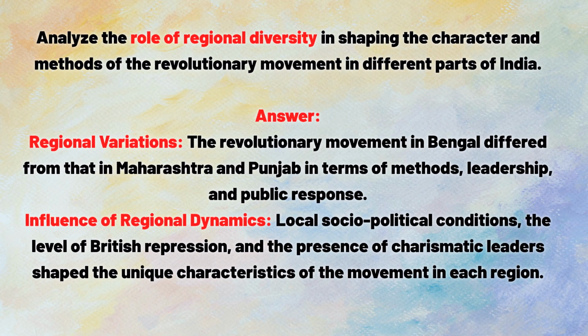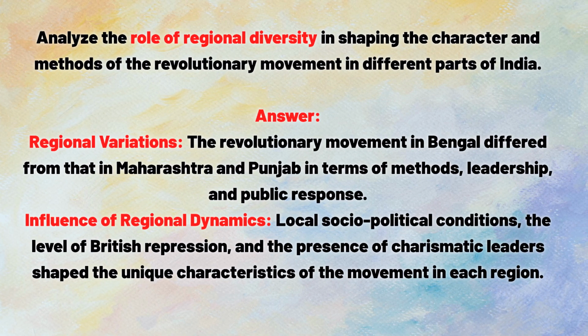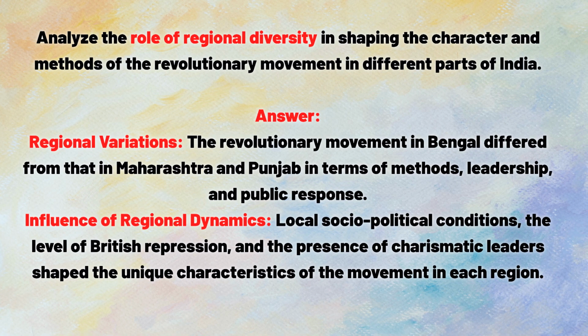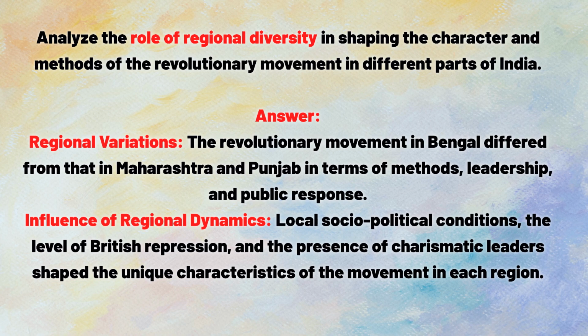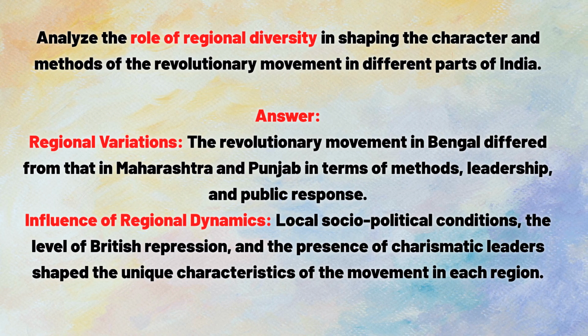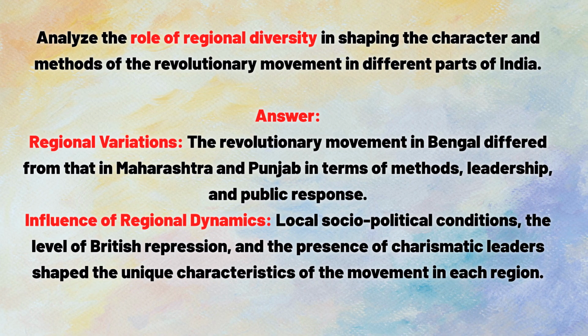Analyze the role of regional diversity in shaping the character and methods of the revolutionary movement in different parts of India. Answer. Regional variations. The revolutionary movement in Bengal differed from that in Maharashtra and Punjab in terms of methods, leadership, and public response. Influence of regional dynamics, local socio-political conditions, the level of British repression, and the presence of charismatic leaders shaped the unique characteristics of the movement in each region.